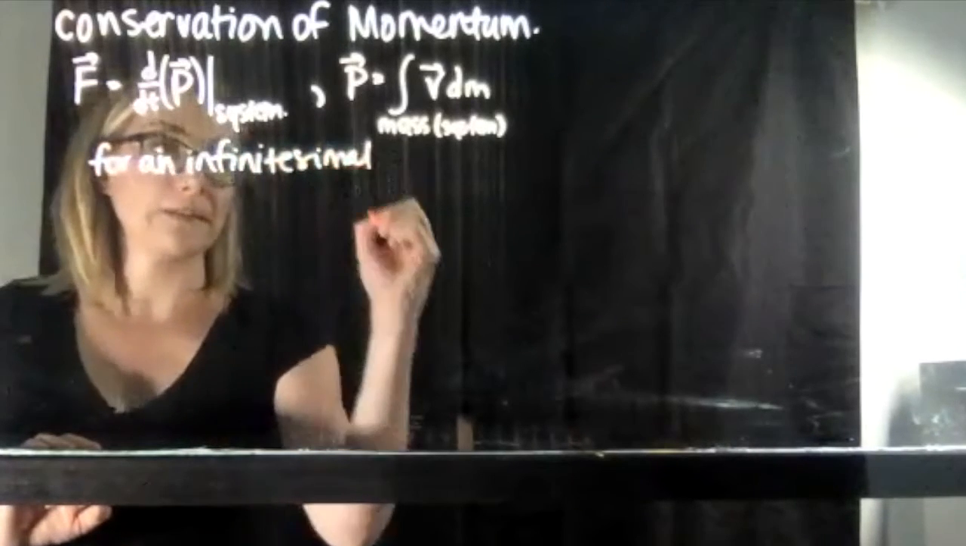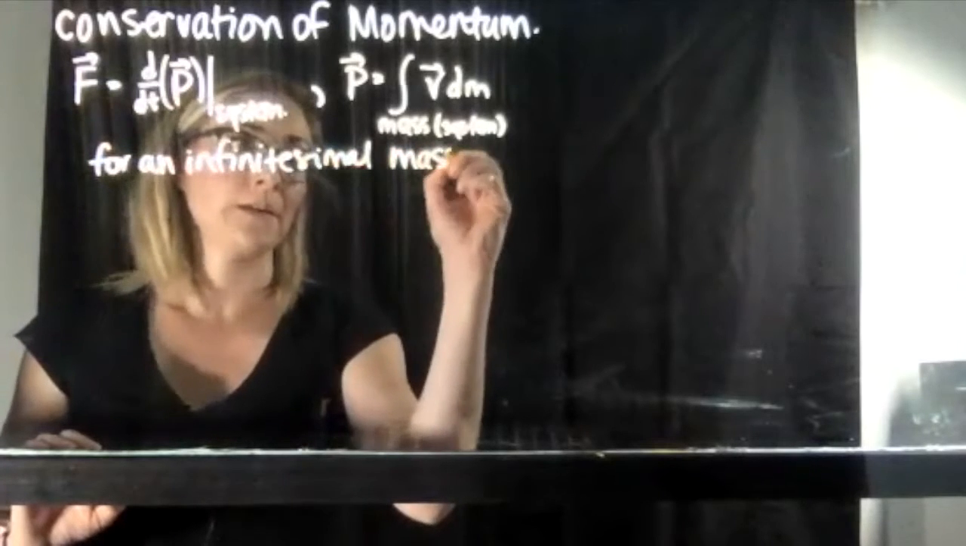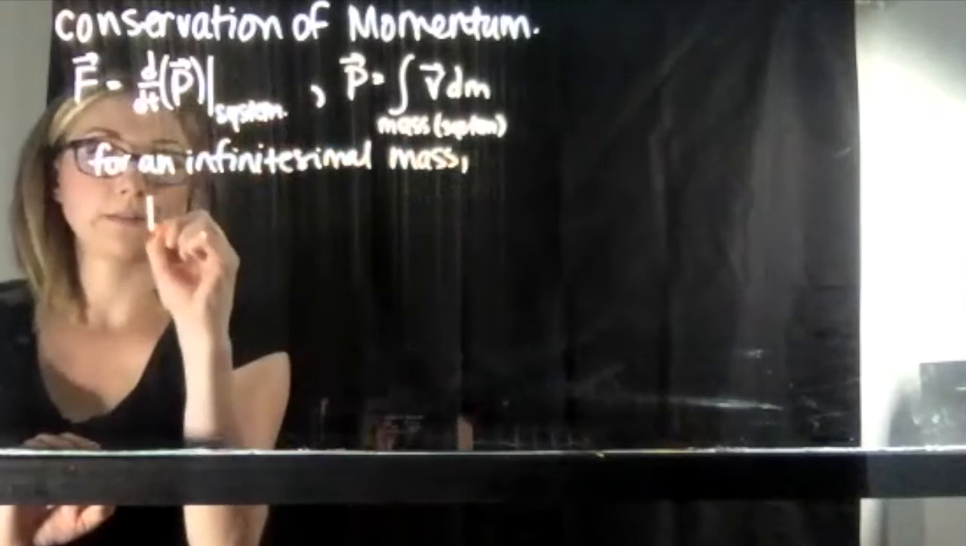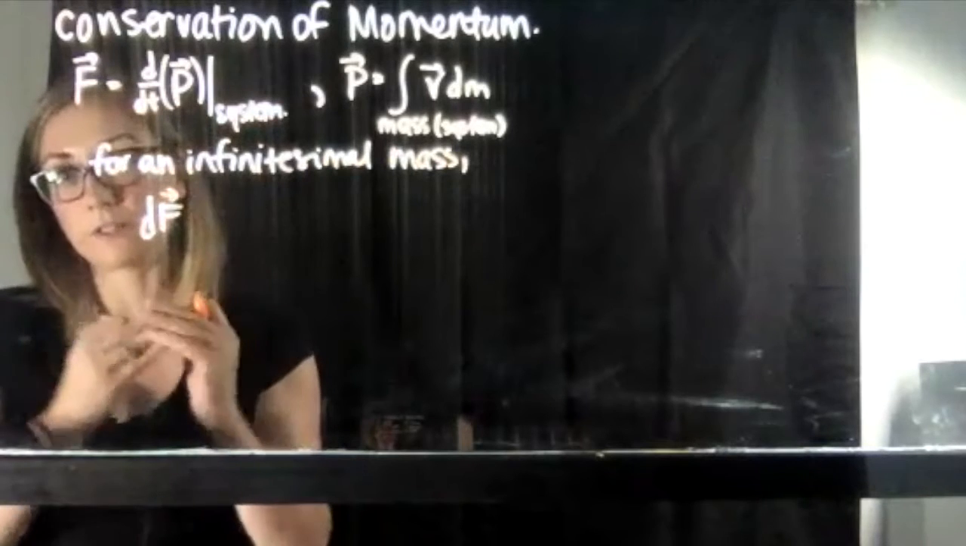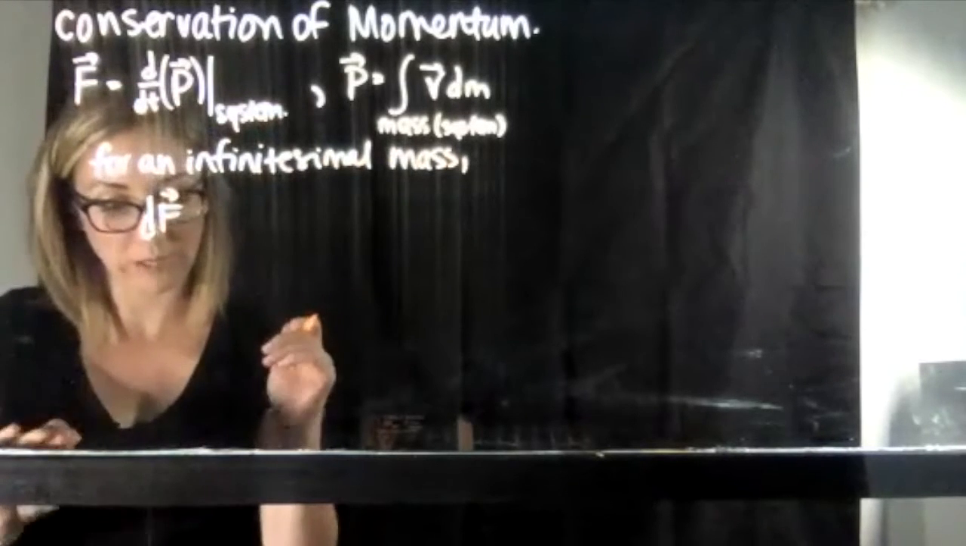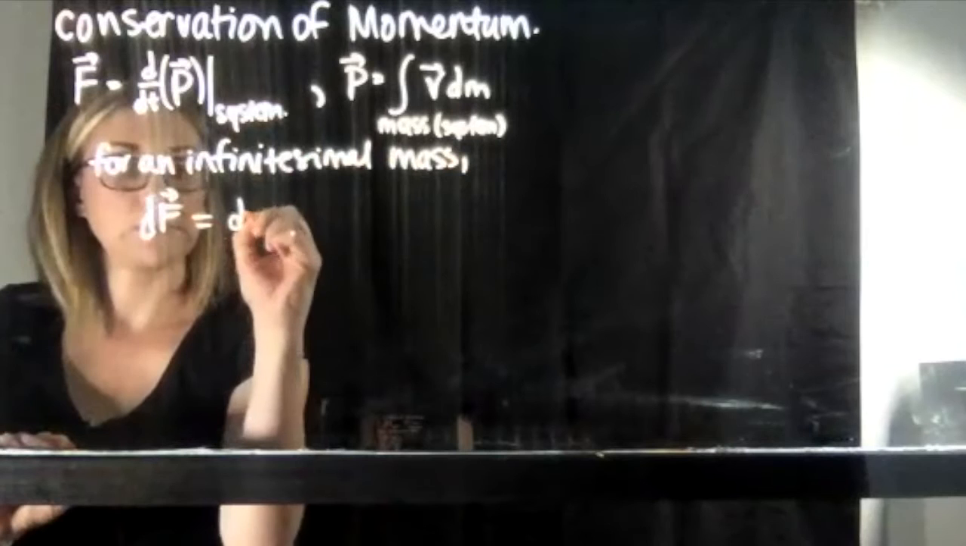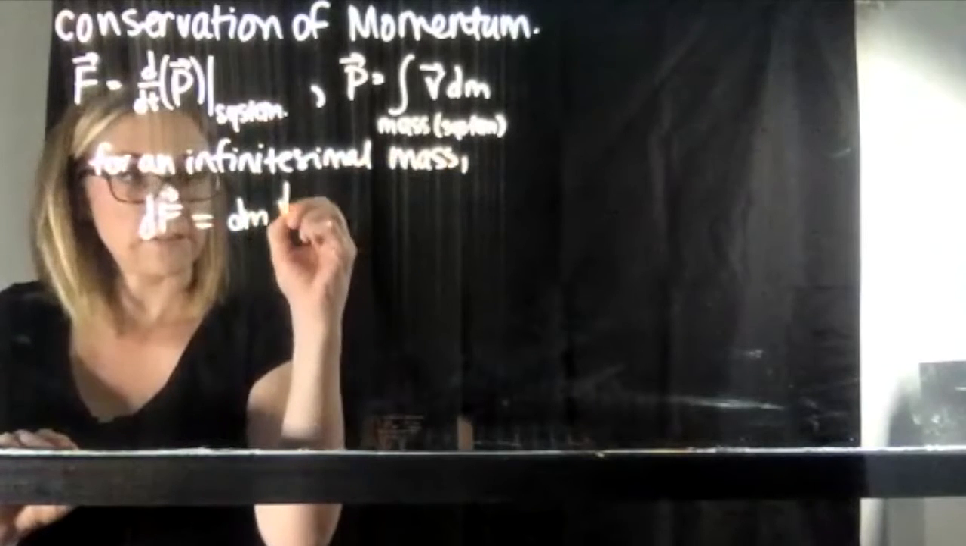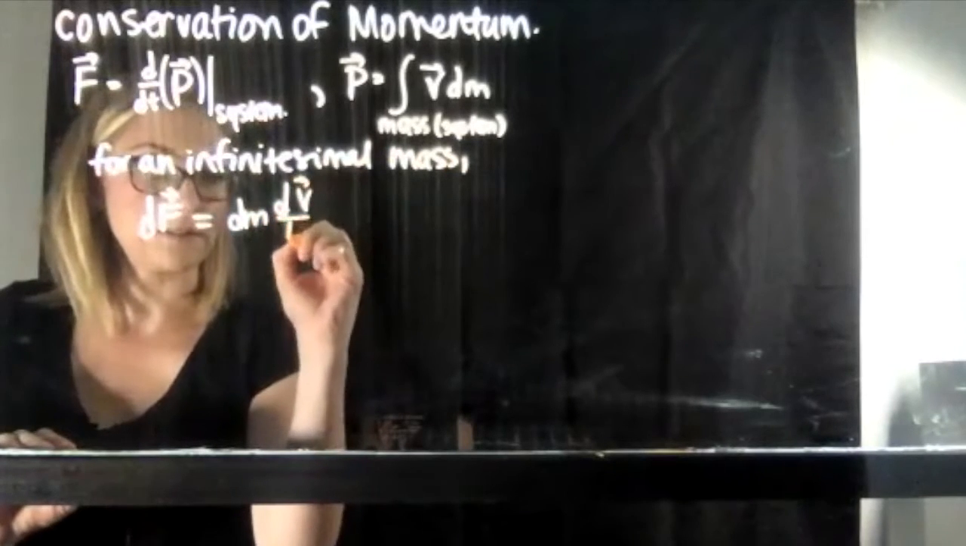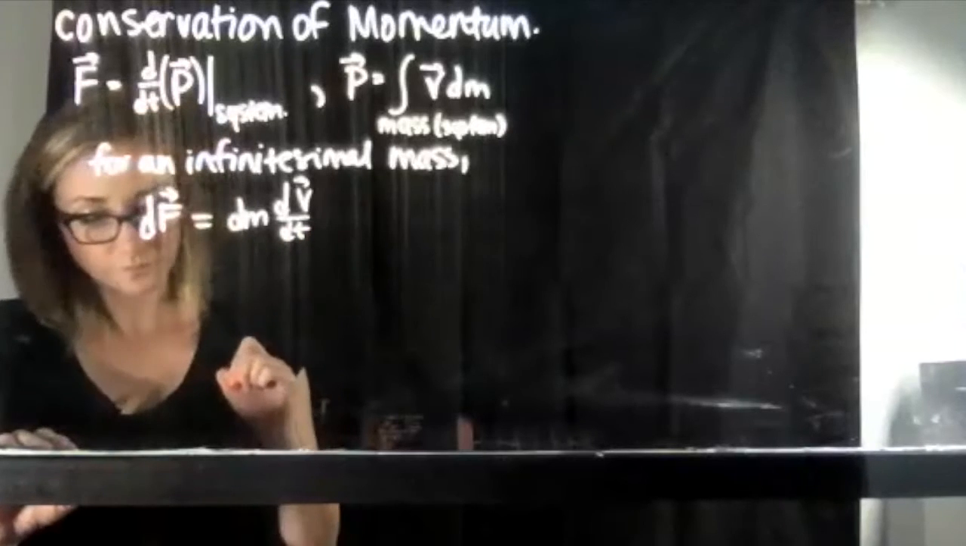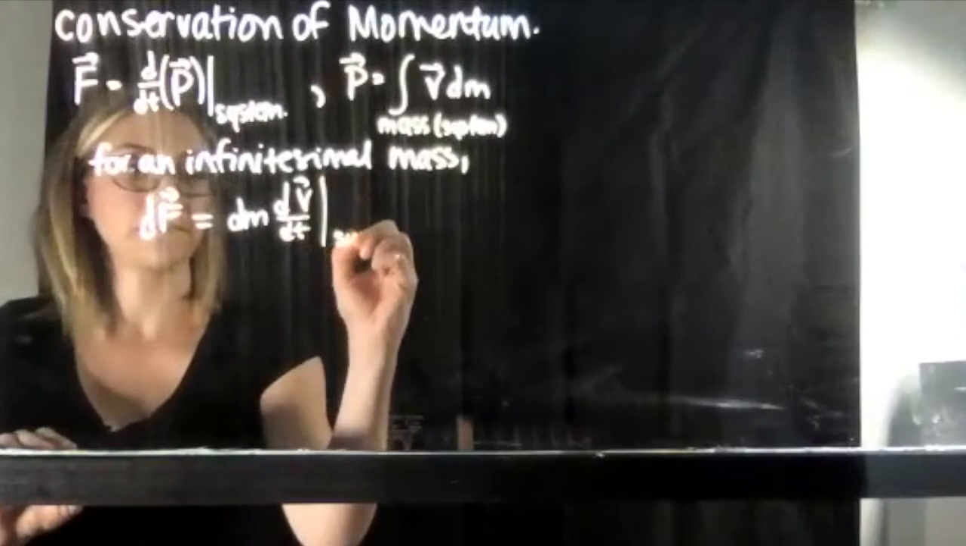for an infinitesimal mass, we can rewrite this as dF, so an infinitesimal force associated with our mass, is equal to dm dv/dt, again, of our system.